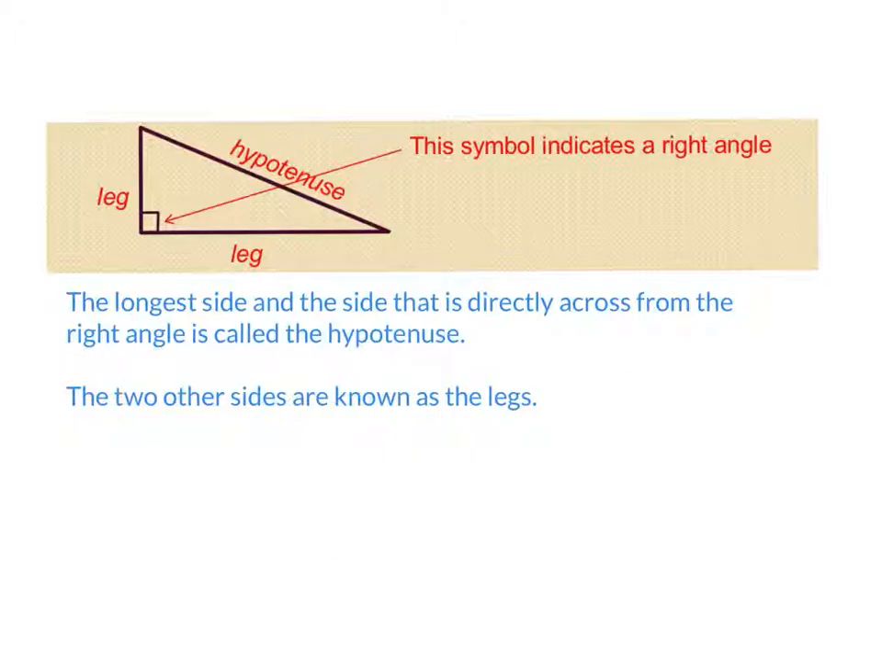All right, so here it is. Some definitions. The longest side, and the side directly across from the right angle, meaning here's the right angle, directly across from it, is the hypotenuse. Okay, always. The other two sides are legs. They are shorter than the hypotenuse since the hypotenuse is the longest side. That relationship is going to be important.